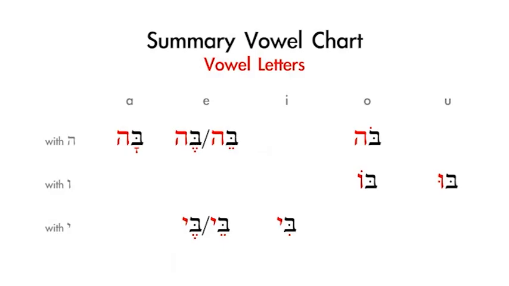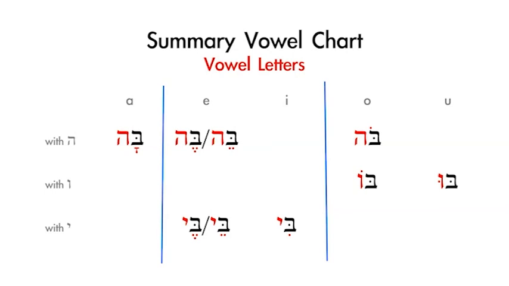Here we see a summary vowel chart of the vowel letters all together so that you can see the form, the class, and the category for each and how they're written. We see that they appear in the A, E, I, O, and U classes, written with hey, waw, or yod. Once again, certain vowels are related. A class vowels go together, I and E class vowels go together, and O and U class vowels go together. That's perhaps a way to break up the memorization process for these vowel letters.